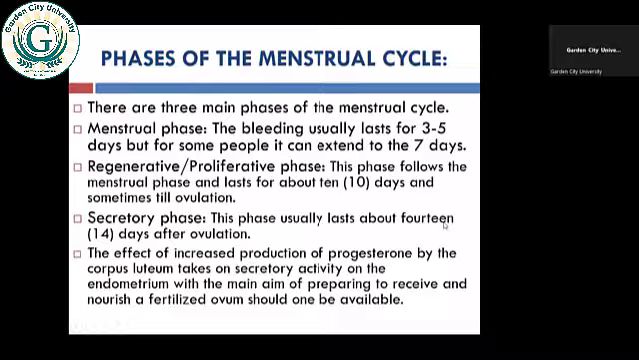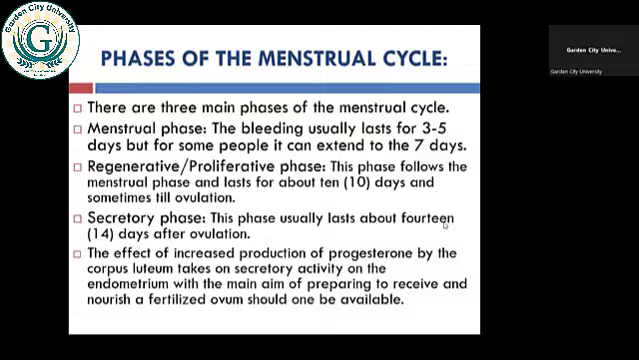And sometimes till ovulation. Then we have the secretory phase. The secretory phase usually lasts about 14 days after ovulation. And that is the effect of increased production of progesterone by the corpus luteum, which takes on secretory activity on the endometrium, with the main aim of preparing it to receive and nourish a fertilized ovum should one be available.